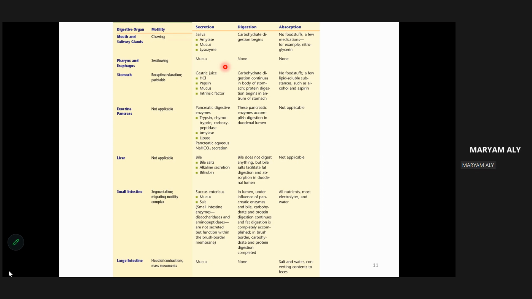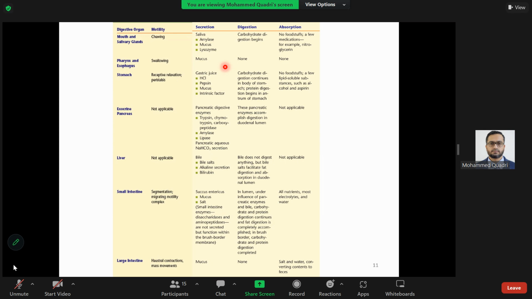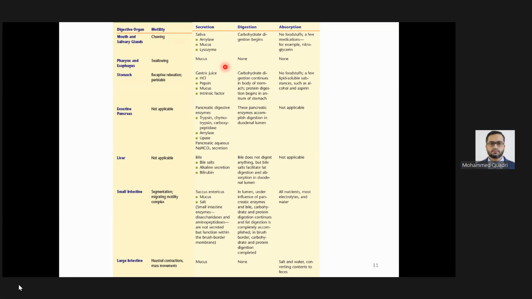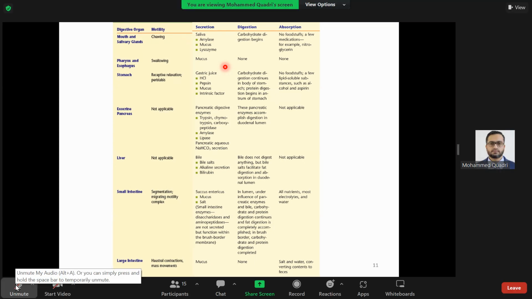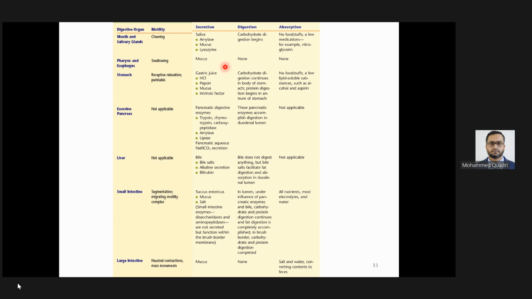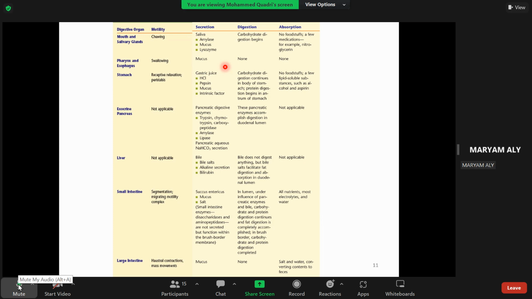Why are you thinking so much? Gastric secretion, come on, fast. So many things inside. Gastrin. From where? G cells. Is gastrin exocrine or endocrine? Is the G cell endocrine or exocrine? Endocrine.